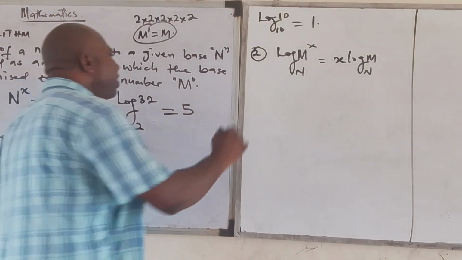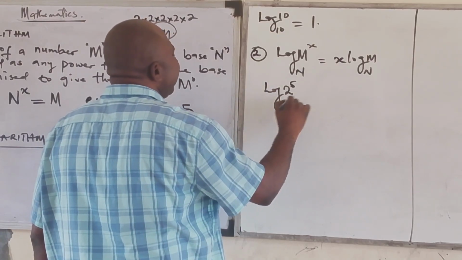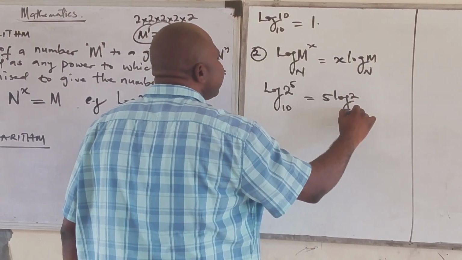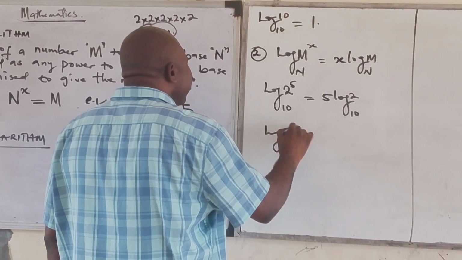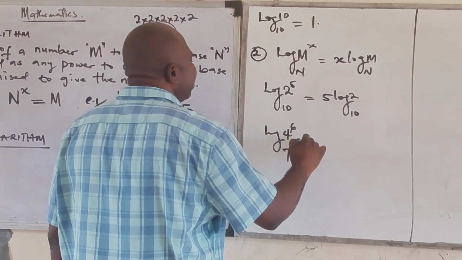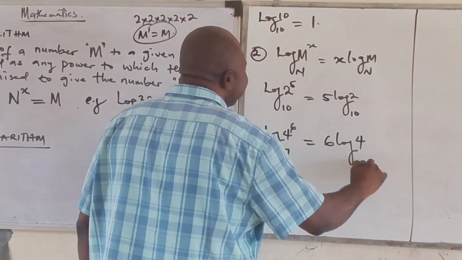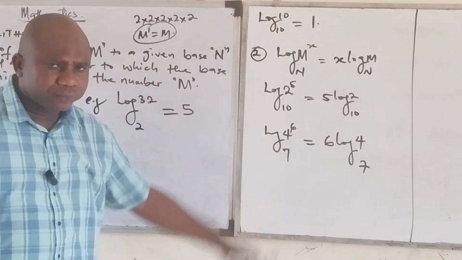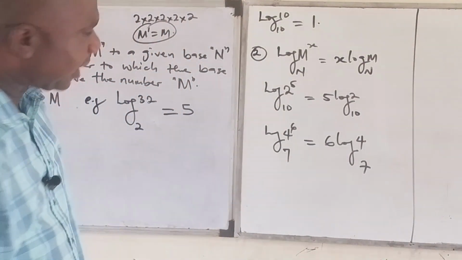Now what we're trying to say here is this. If you have log 2 raised to the power of 5 base 10, this is the same as saying 5 log 2 base 10. If you have log 4 raised to the power of 6 base 7, this is the same as saying 6 log 4 base 7. That's law number 2, when the number is carrying the power. Yes, the power falls back.